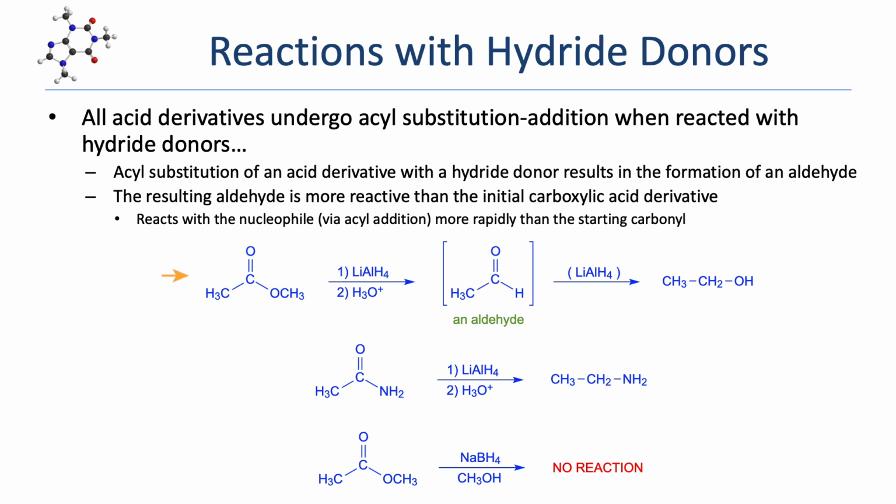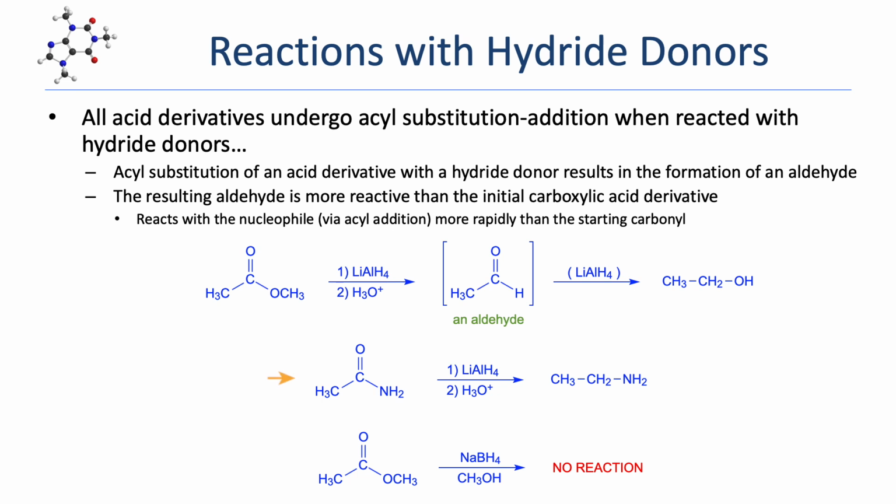And remember, aldehydes are more reactive than most of the acid derivatives. As the aldehyde forms, it reacts more quickly with the lithium aluminum hydride than does the starting ester. The aldehyde intermediate reacts with a second equivalent of lithium aluminum hydride, forming a primary alcohol. This is the exact same phenomenon we observed in the reactions of carboxylic acid derivatives with organometallic reagents.